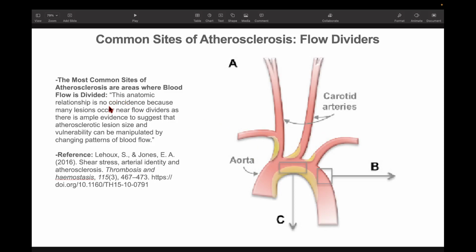So we have another quote here, and I have the most common sites of atherosclerosis are where blood flow is divided. So this anatomic relationship is no coincidence because many lesions occur near flow dividers, as there's ample evidence to suggest that atherosclerotic lesion size and vulnerability can be manipulated by changing patterns of blood flow.